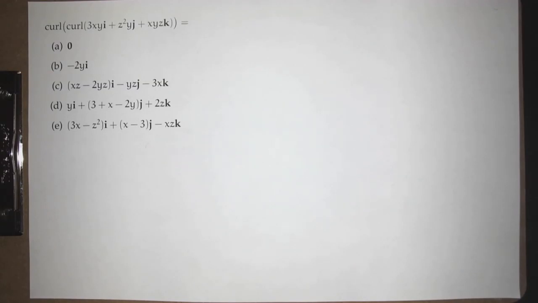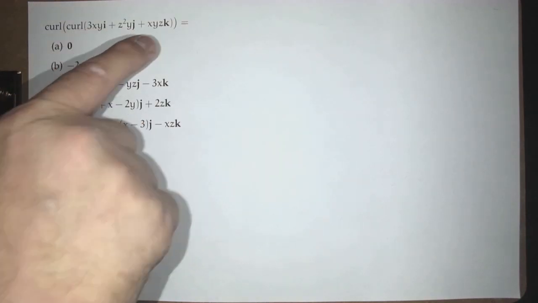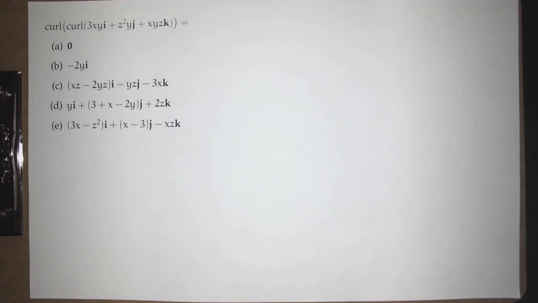Find the curl of 3xyi plus z squared yj plus xyzk. And there are several things listed here. Among other things, this problem reminds us, oh yeah, we have this other notation involving i, j, and k. Now it takes a few minutes to work it out.